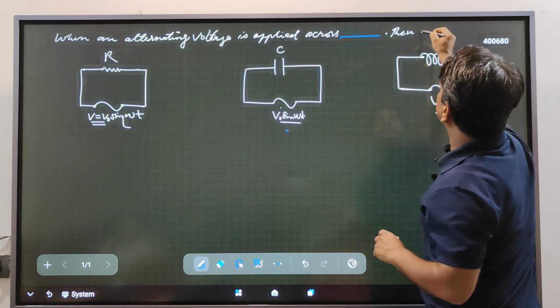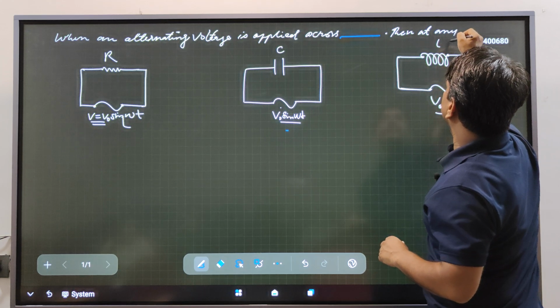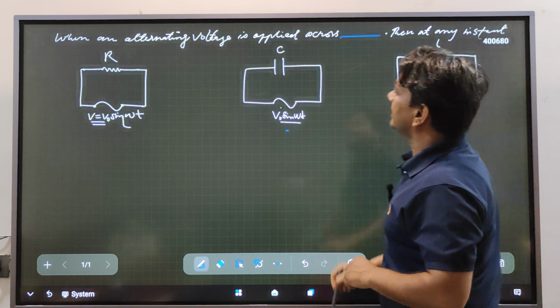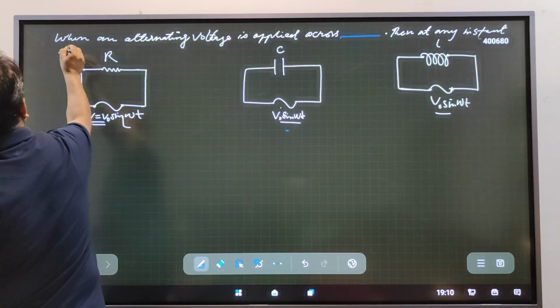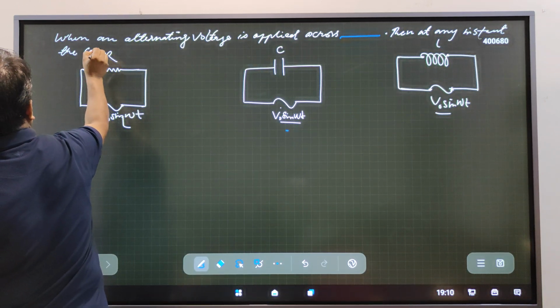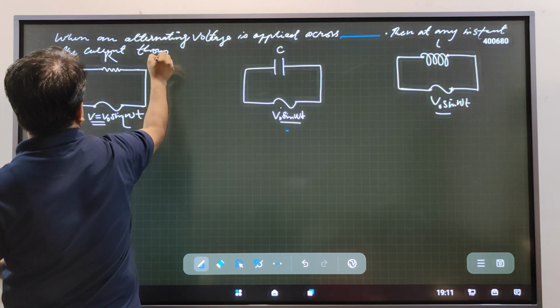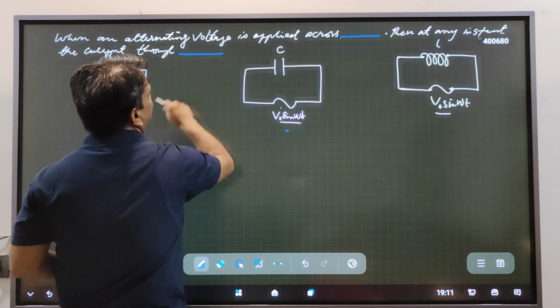instant current at any instant the current through here, again fill in the blanks.